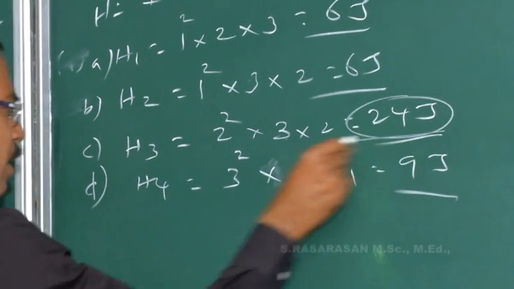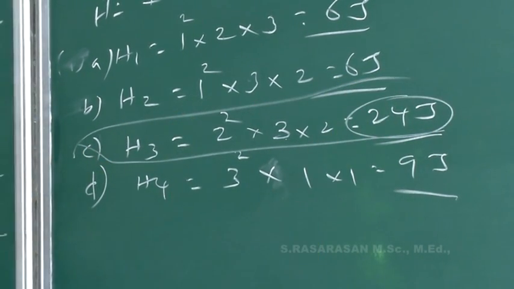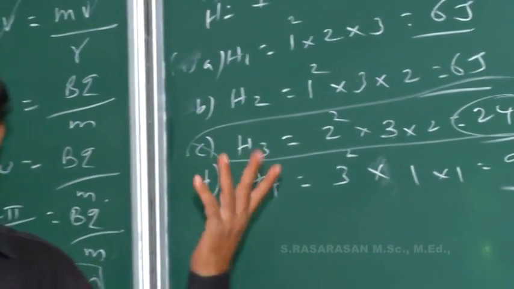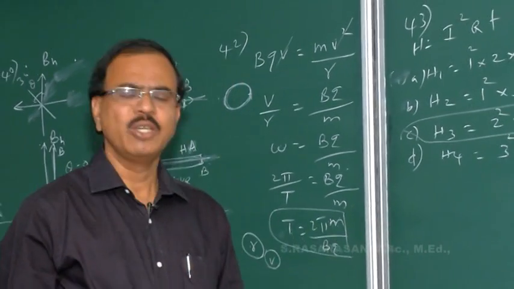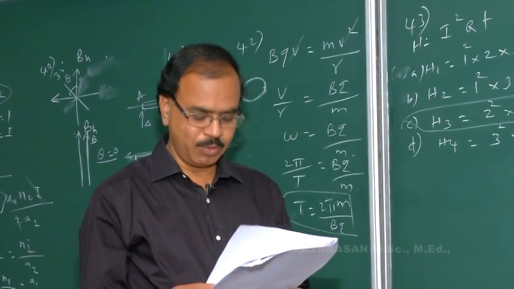So it is clear which one is larger. 24 joule is larger. So option C is correct. They asked which of the following produces the largest Joule effect. So option C is correct, 24 joule. Using the I square RT formula we have to solve this one.